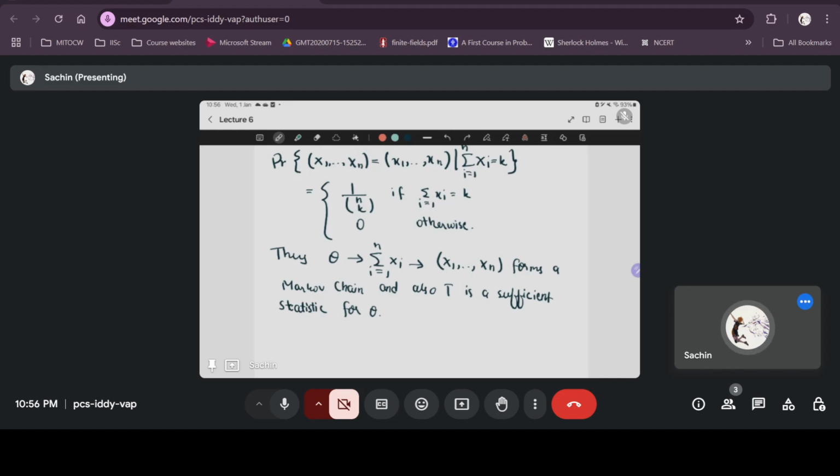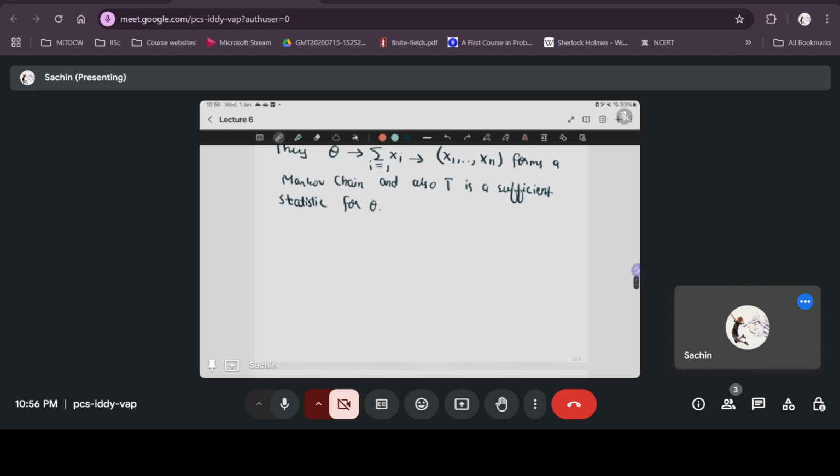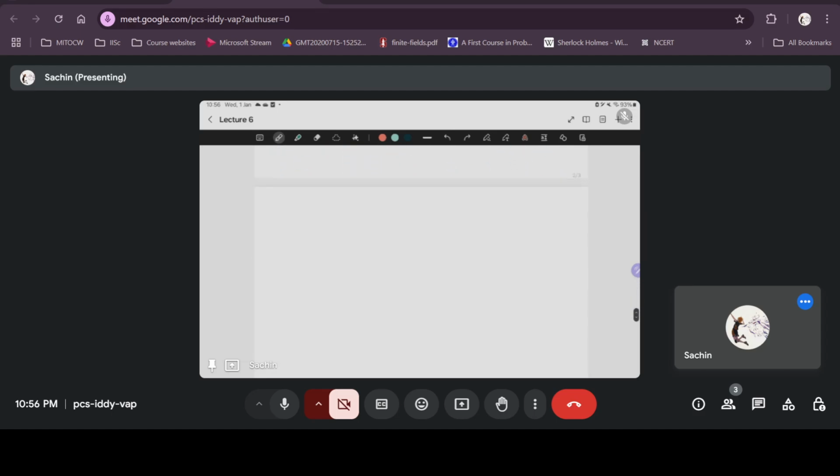because 7 bits gives you 128 possible sequences. So you can encode that and store only 7 bits of information, and that 7 bits of information will give you the same info about theta as x1 to xn does. So that's the use of a sufficient statistic. Okay, that is all about sufficient statistics.